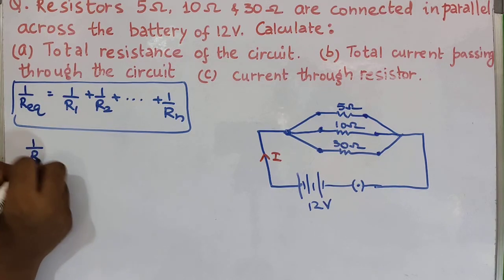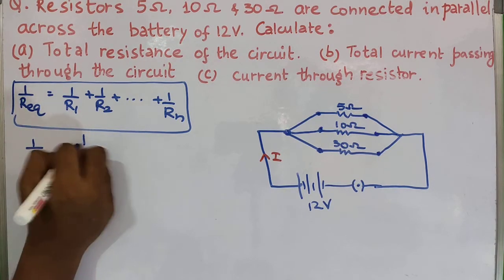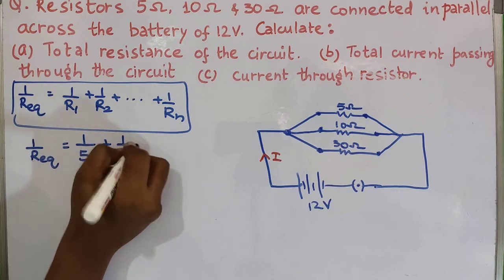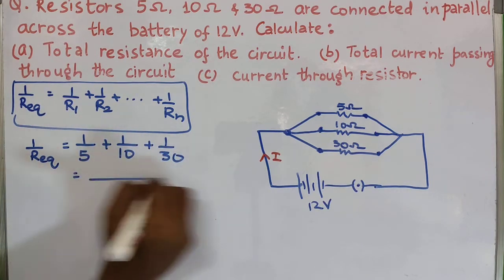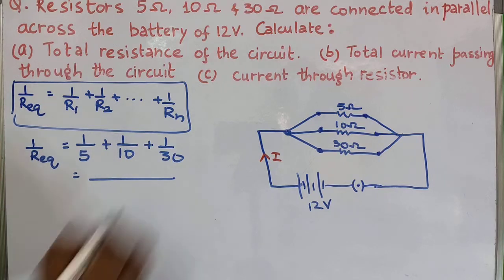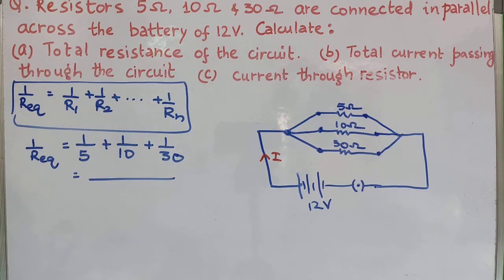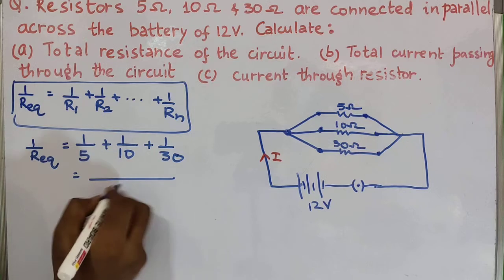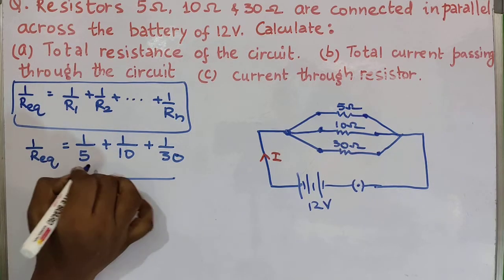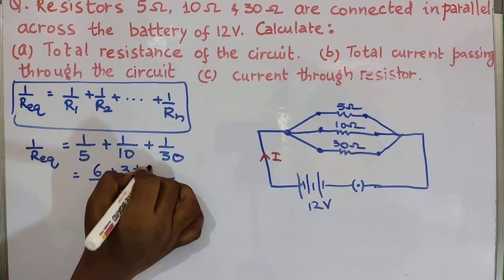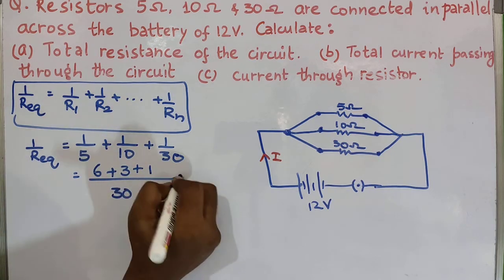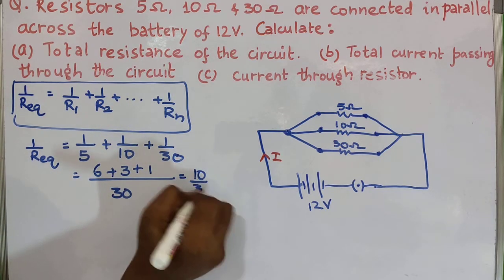1 by R equivalent is equal to 1 by 5 plus 1 by 10 plus 1 by 30. We need a common denominator, hence we need to take the LCM. What would be the LCM? 30. So 5 sixes are 30, 10 threes are 30, 30 ones are 30. So this is equal to 10 by 30.